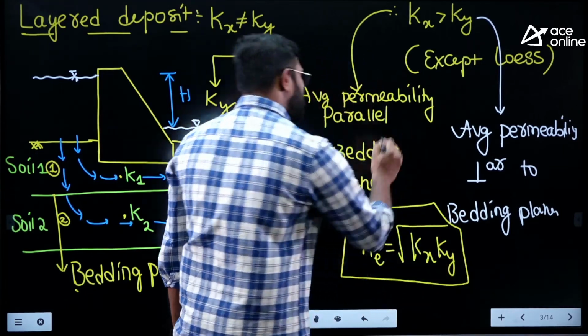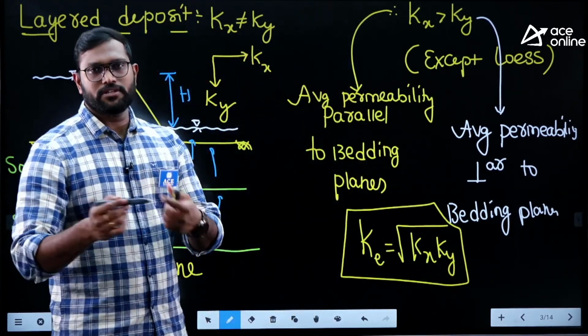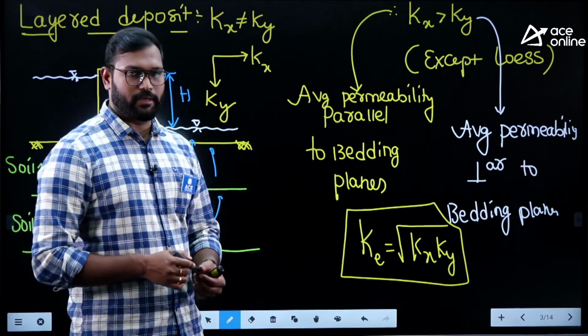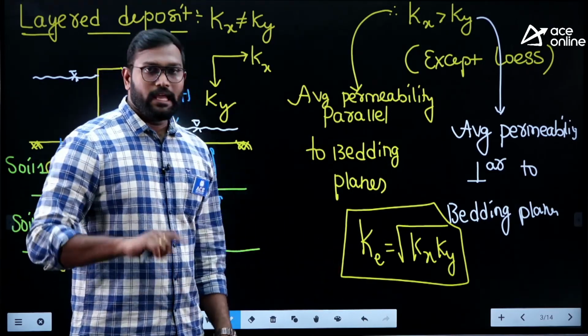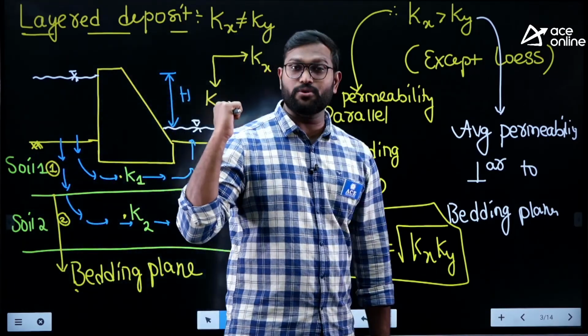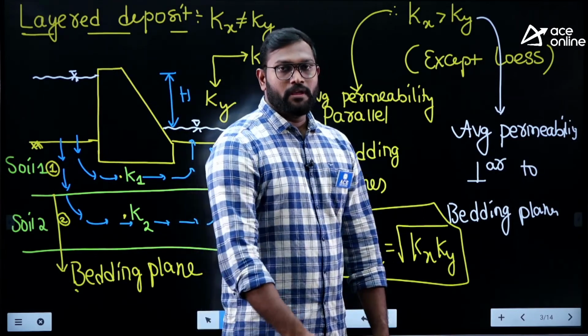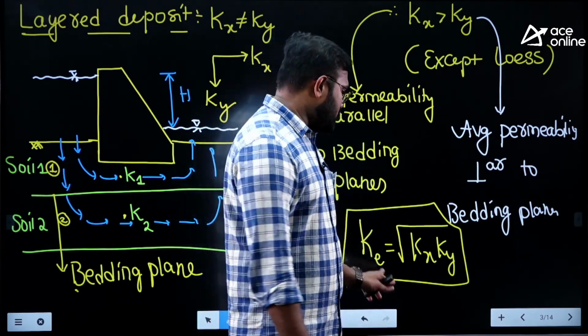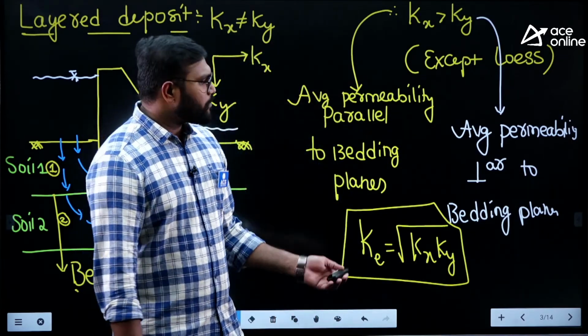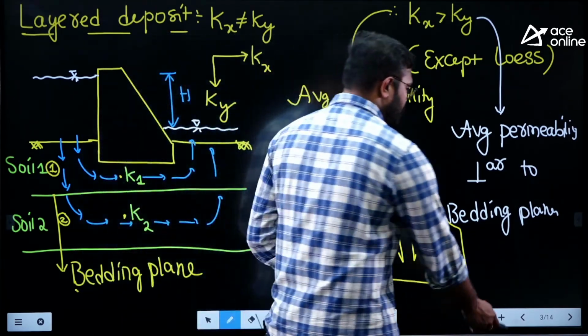See, the difference between the Kx and Ky is very large. Due to that difference, instead of arithmetic mean, we go for the geometric mean. What is Ke? Equivalent permeability. This is a layered deposit, or anisotropic soil also we can say. The equivalent isotropic deposit permeability is the square root of Kx into Ky. Okay. So these are the topics.